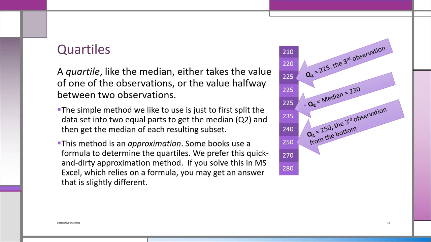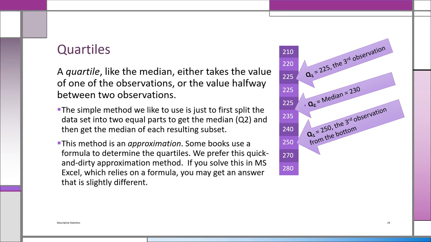Pretend there are only 5 numbers. All the numbers below the median, only those, nothing else. Take the median of that. If you were to do that, again, you got 5 numbers starting with 210, ending with 225. So Q1 now is the third observation, or 225.